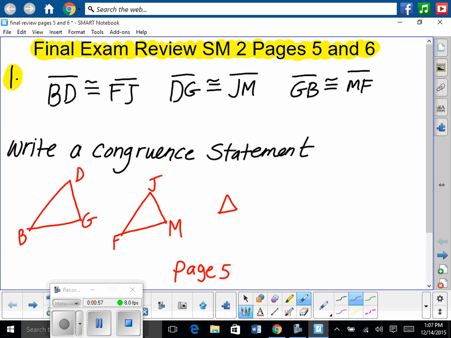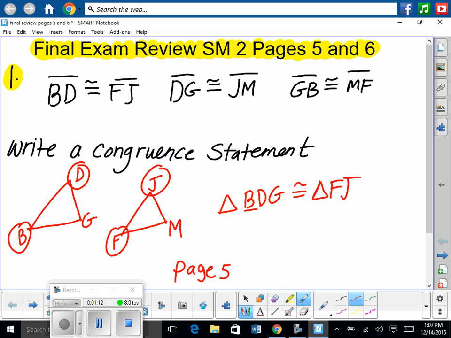So we know triangle BDG is congruent to triangle, I said B first, so then F must come first. So F, and then I did D, so then it would be J, and then down to G, so it would be M. So there's my congruent statement. This is my answer here.